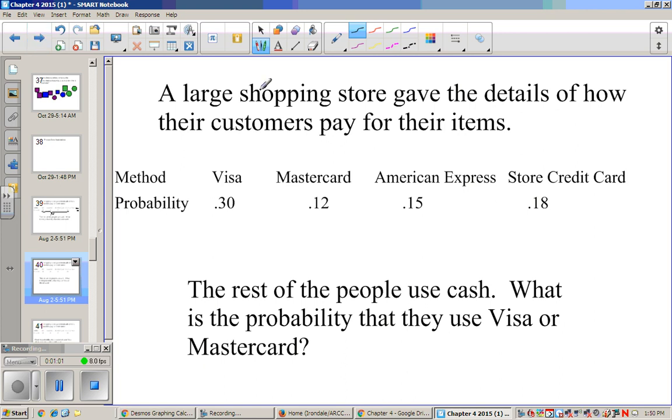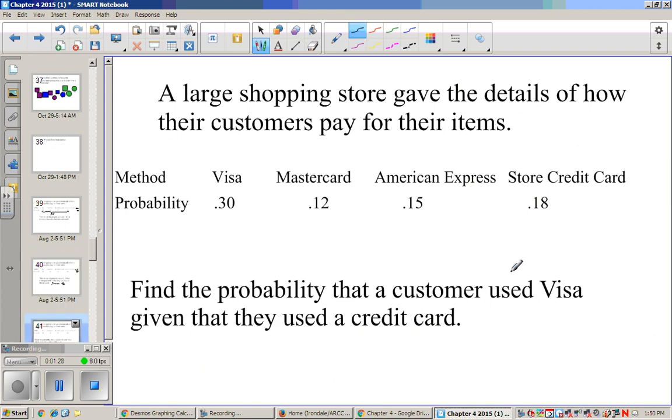Now, knowing that cash is 0.25, what is the probability that they use Visa or MasterCard? So Visa or MasterCard. Now there's nothing in between here. They can't use Visa and MasterCard. So what we do is we add up these two values, 0.3 plus 0.12, so we get a grand total of 0.42.